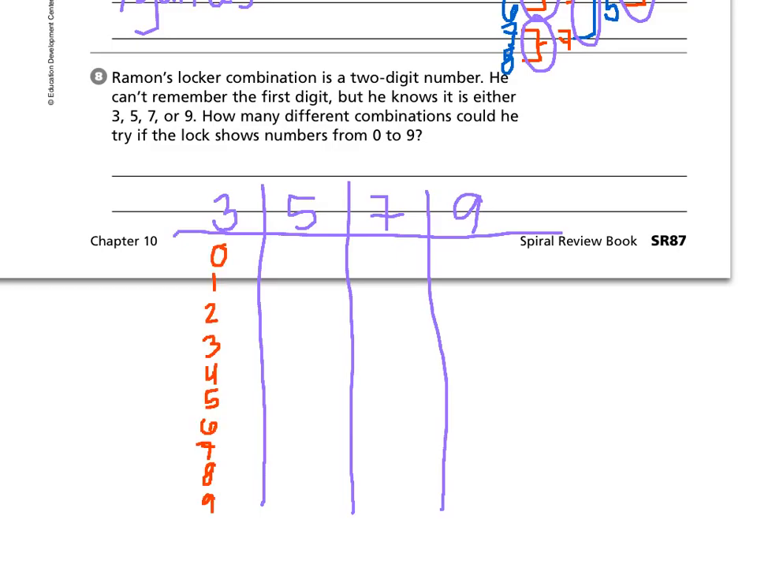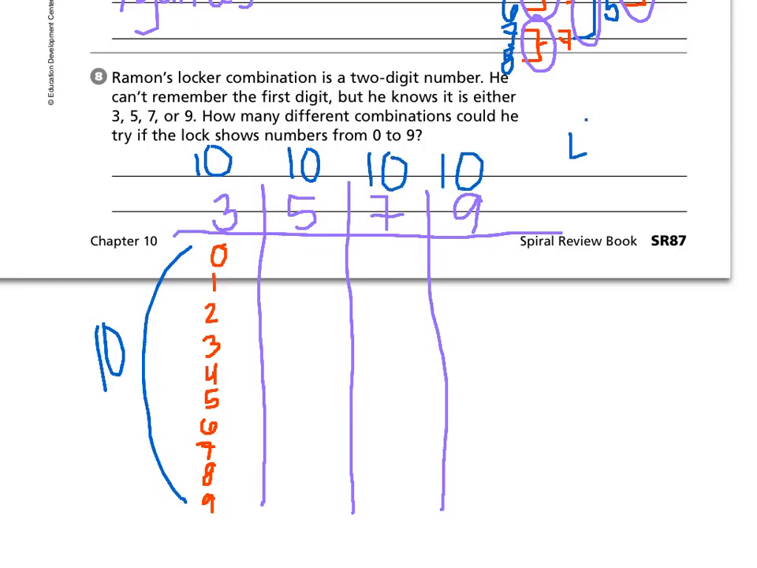I know that I would have to try 3 and 0, 3 and 1, 3 and 2, 3 and 3, 3 and 4, 3 and 5, 3 and 6, 3 and 7, 3 and 8, and 3 and 9. Just if I tried 3 as the first number. So I need to figure out how many combinations that would be. And I know that if I counted from 0 all the way to 9, that would be 10 different numbers. So that's 10 different combinations. So for each one of these, I'm going to have 10 different combinations. And I know that that would be 40 combinations in all if I added 10 plus 10 plus 10. Make sure that you show all of your work.